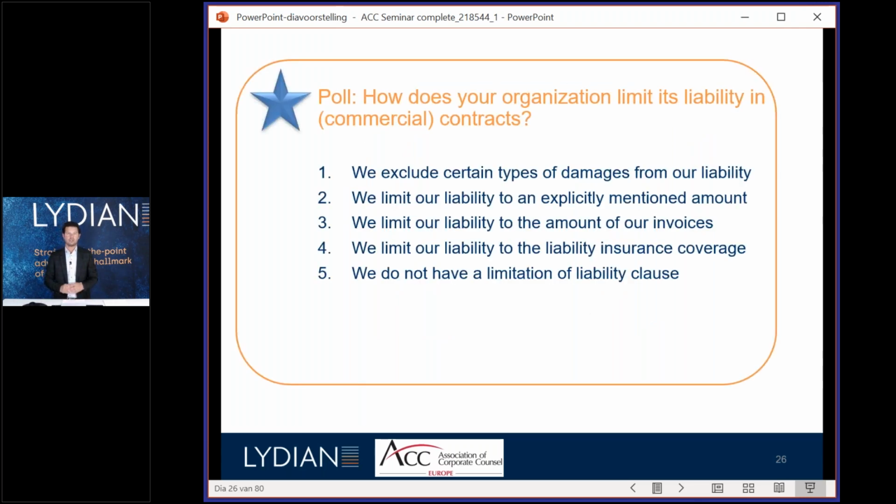The poll question is for us quite interesting, as it's not about the content of the slide, but we can see the general feeling about limitation of liability clauses. You can answer this question, and we will take that into account and also inform you about the results. So the poll is now open, and thank you for your attention.